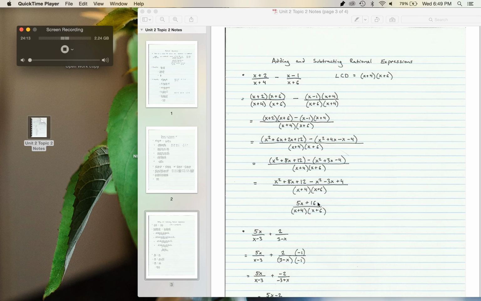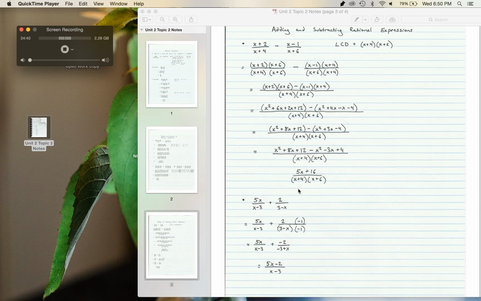Now there's no common factor between 5x and 16, so that is as simplified as we're going to get the top of the fraction. And the bottom of the fraction is already factored, x plus 4, x plus 6. There's nothing else we can do with this, so it must be in its simplest form. This is our solution to subtracting these rational expressions.